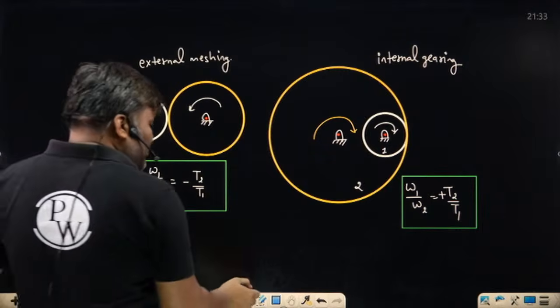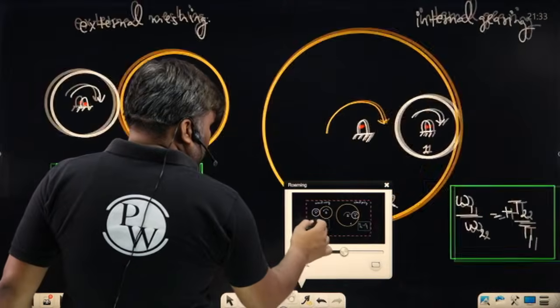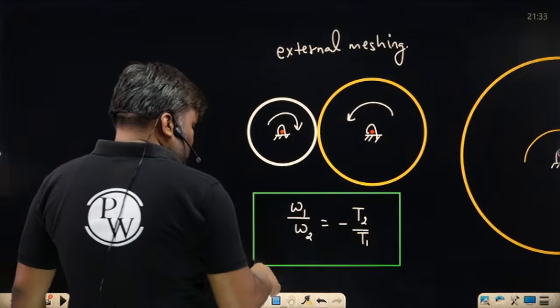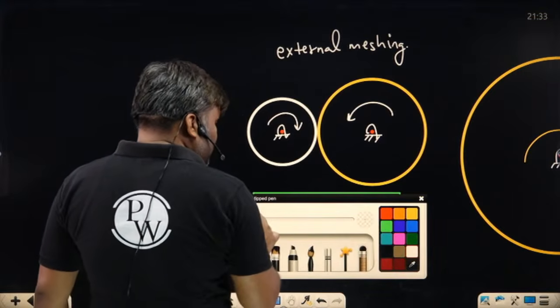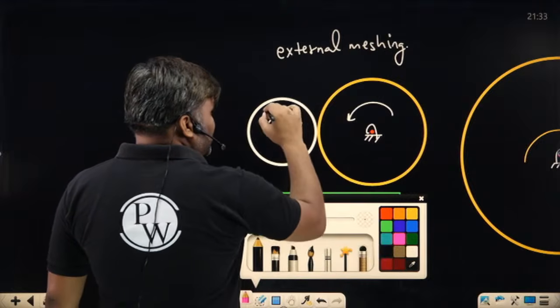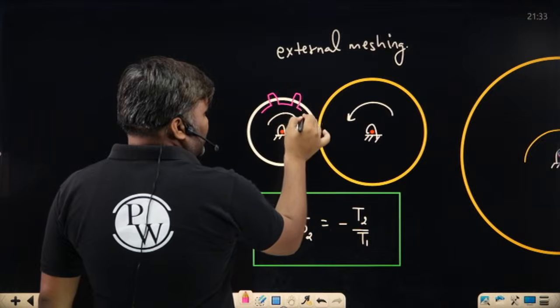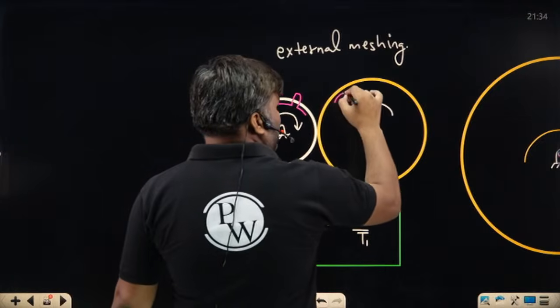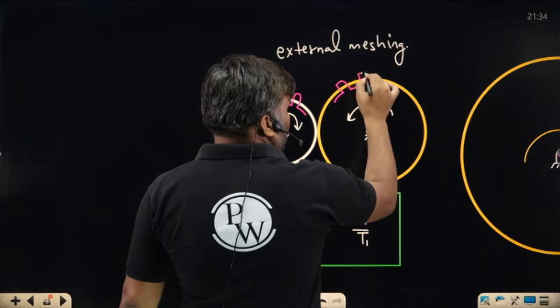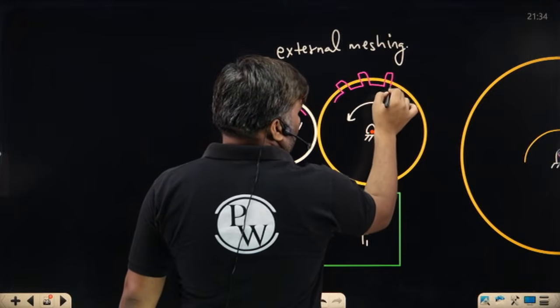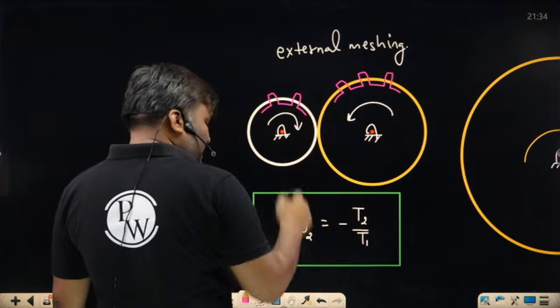Teeth, if you will ask about the teeth, so sir, these gears will have teeth like this. We will be having teeth like this. We are having external teeth here. Here also you will be having external teeth like this. Both gears are having external teeth.